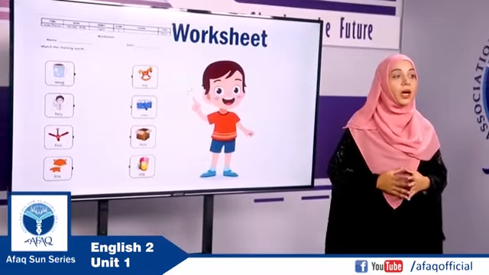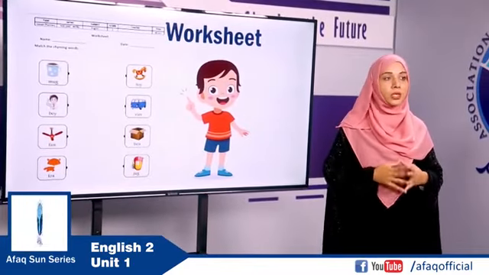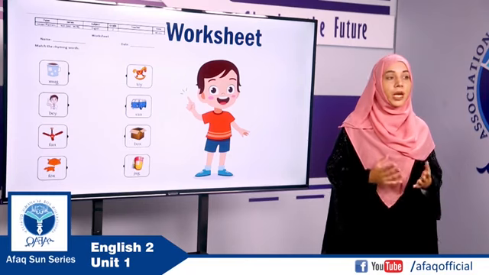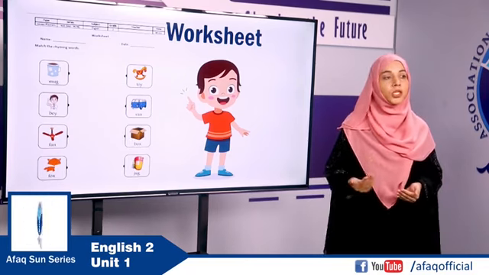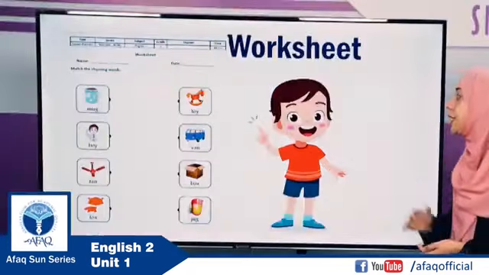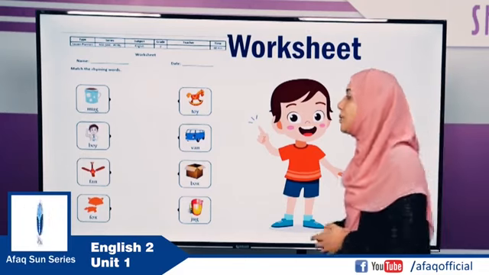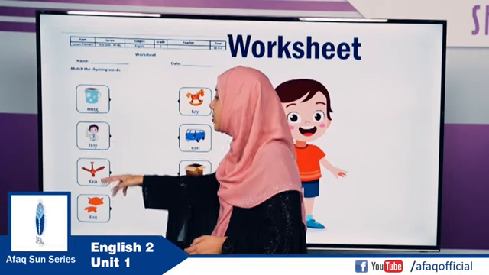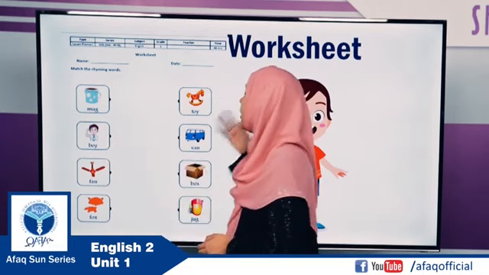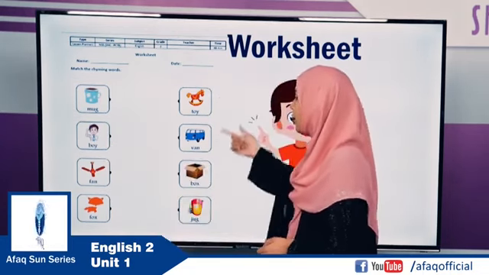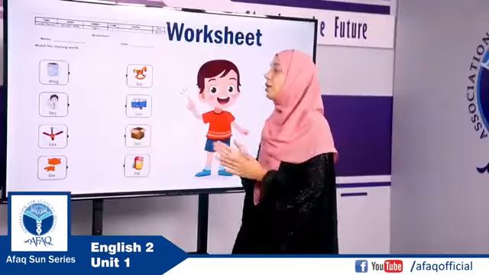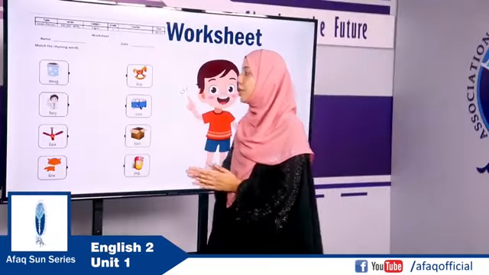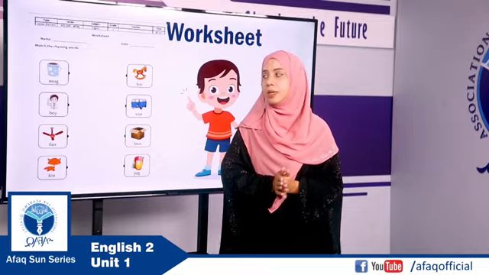Dear students, I hope that you have understood the concept of rhyming words. Now I want you to solve a worksheet on the same concept. In this worksheet, 2 columns have been provided. In the first column, there are some pictures with the names of the objects, and in the second column, there are some pictures with the name of the objects. Now, I want you to match the pictures that have rhyming words in them.